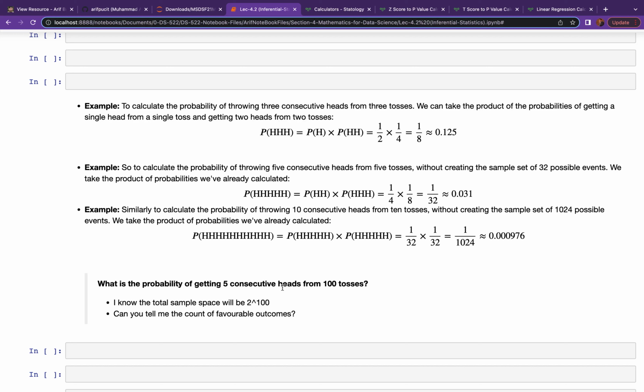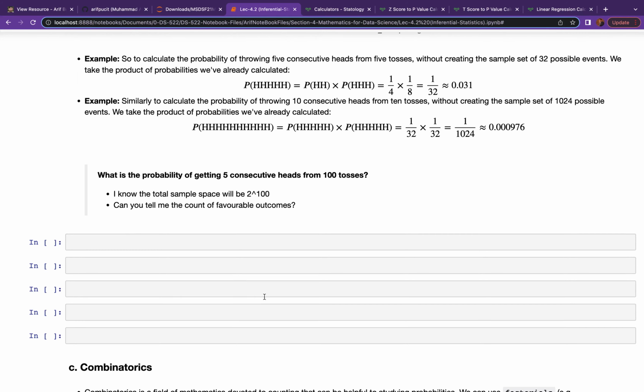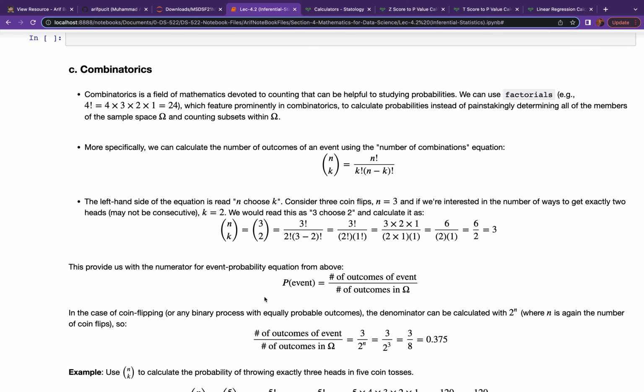Now a $100 question is, what is the probability of getting 5 consecutive heads from 100 tosses? Well, the total sample space will be 2 raised to the power 100, but how to calculate the count of favorable outcomes, and that too without creating the entire sample space? Of course, it is difficult to create that much big sample space. Well, combinatorics comes to our rescue in this scenario.